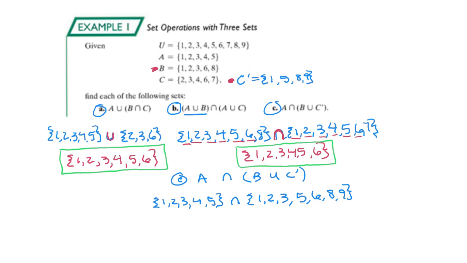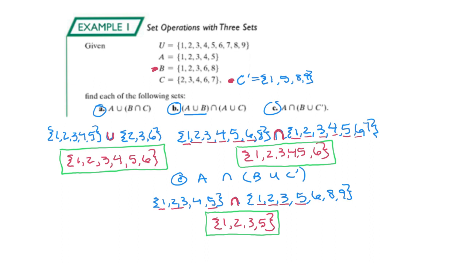So the last thing we need to do is this last intersection of those two sets. Again, the intersection means what they have in common. And we can see they both have a 1, 2, 3, and they also have the number 5 in common. So the answer would be 1, 2, 3, 5. And this would be the final answer for part C.